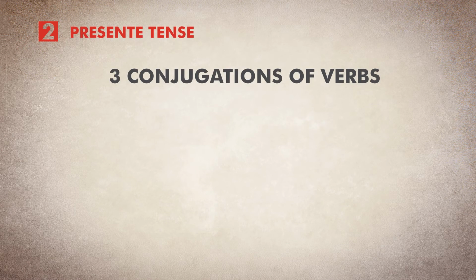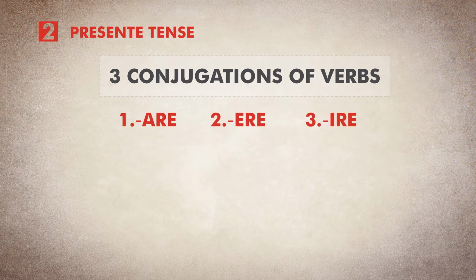Now I think it's time to learn something about Italian present tense, or indicativo presente. In Italian, there are 3 conjugations of verbs. Number 1, verbs that end in are. Number 2, verbs that end in ere. And number 3, verbs that end in ire. The present tense of a regular Italian verb is formed by dropping the infinitive ending, are, ere, or ire, and adding the appropriate endings. Let's see how it works in practice.